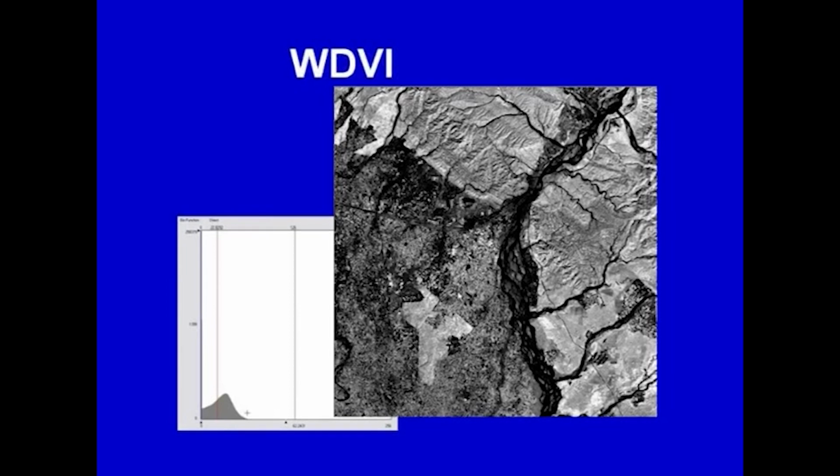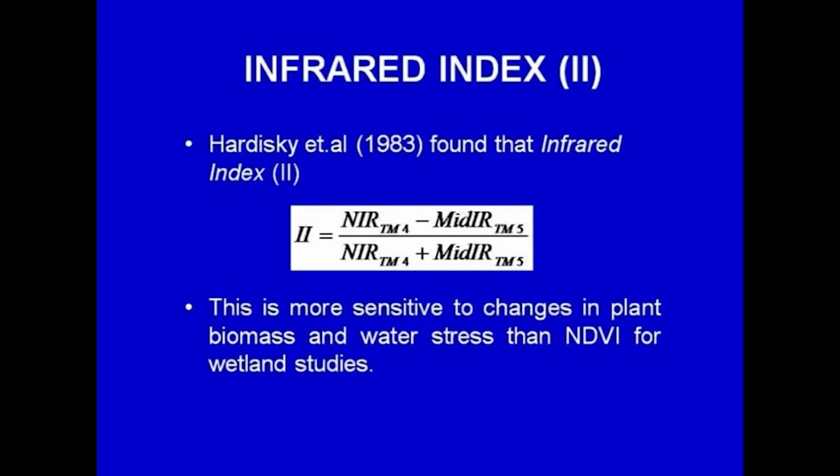Another index, known as the Infrared Index, or in short II, was developed by Hardisky and his group of investigators in 1983, wherein they took the NIR band of the Thematic Mapper and took its difference from the middle infrared region, that is the TM5 band, and divided it by the sum of the two bands. It was found that this is more sensitive to changes in plant biomass and water stress than NDVI for wetland studies.